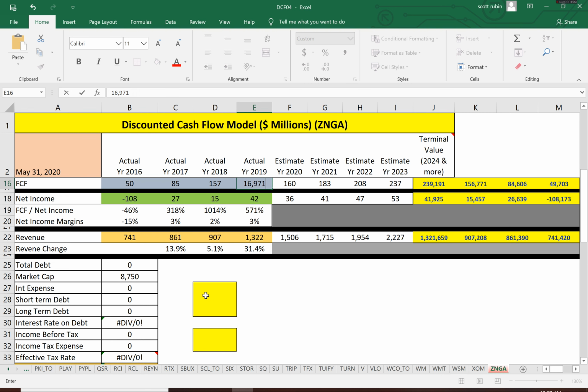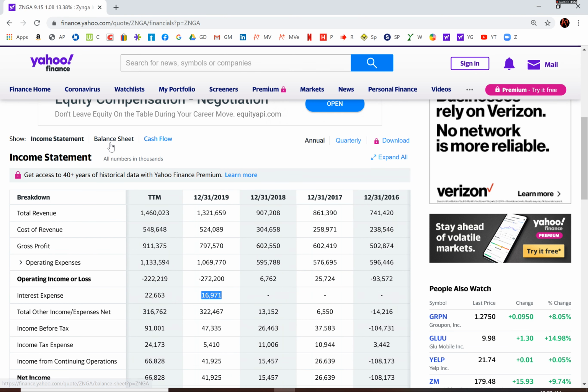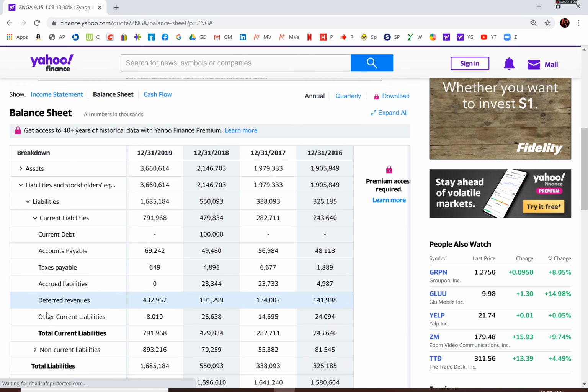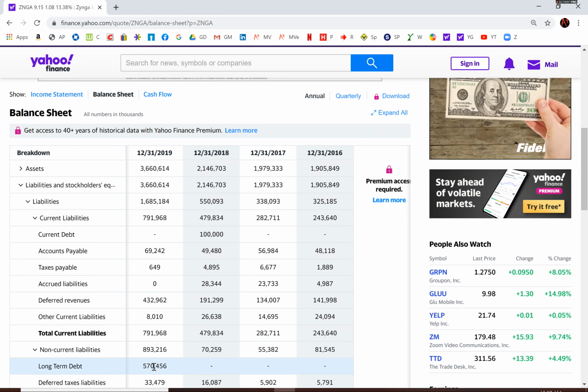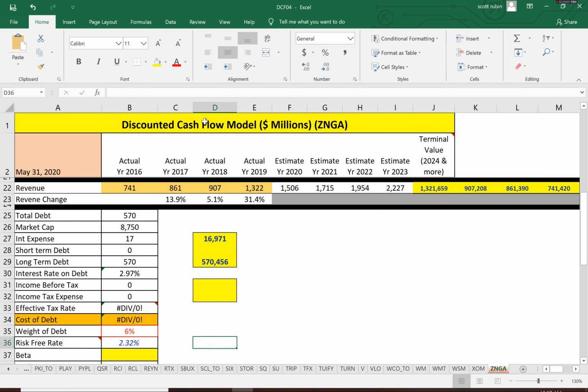So, 17 million of interest expense. Let's see how much debt they have. We'll go to the liabilities section of the balance sheet. No current debt. So 570 million of long-term debt. So they pay 3% interest on the debt, which is a good rate.